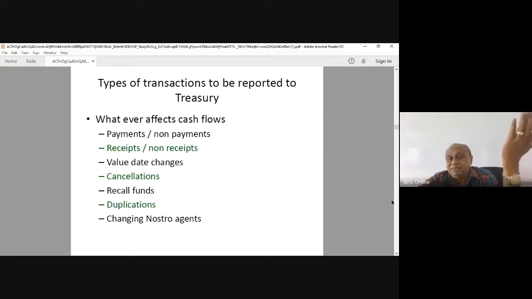Receipts, non receipts. Value date changes. Why value date changes?